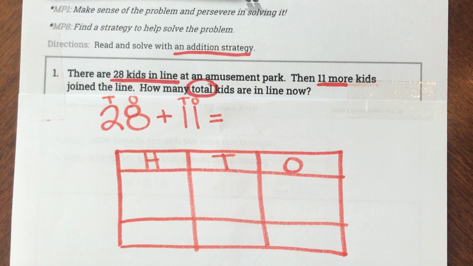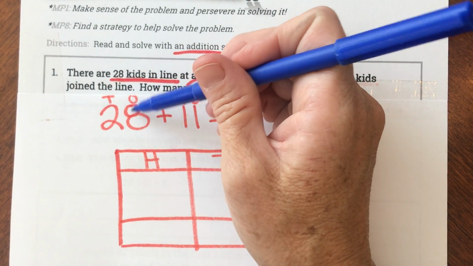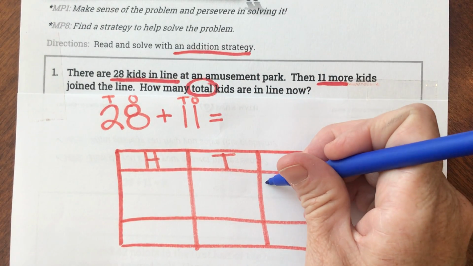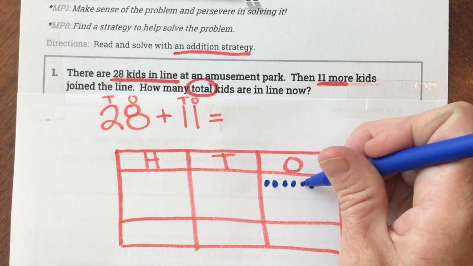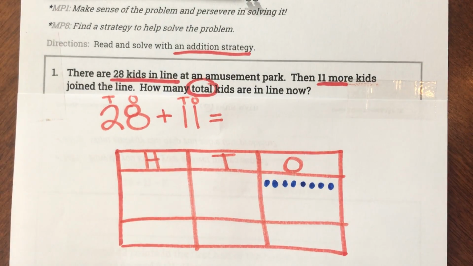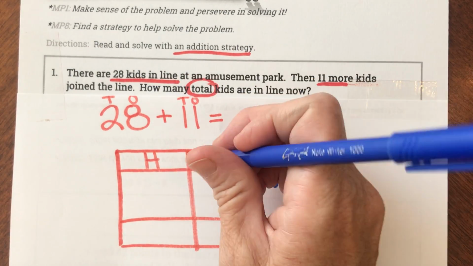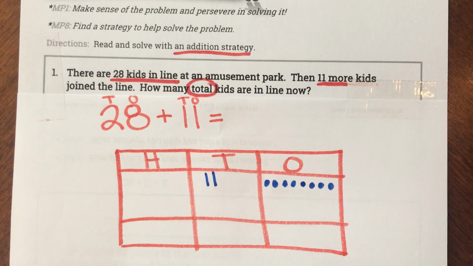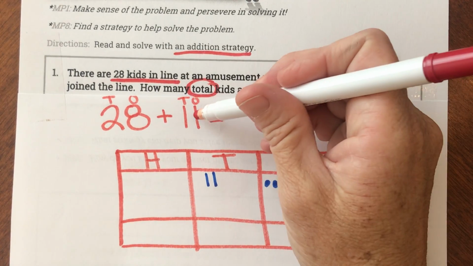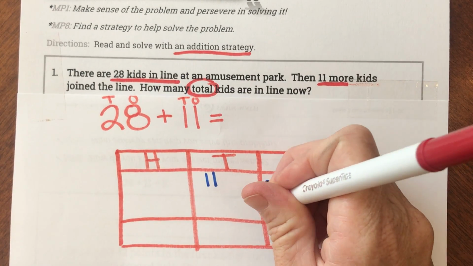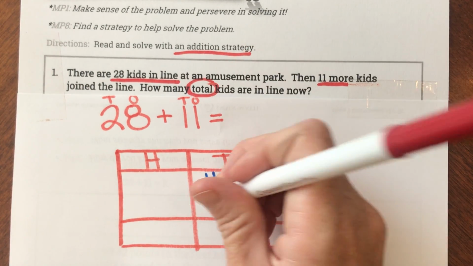So my first addend has 8 ones. So I could draw them here. 1, 2, 3, 4, 5, 6, 7, 8. And my first addend has 2 tens, so I could draw them. 1, 2. Okay. My second addend has 1 one, so I could put it right there. And my second addend has 1 ten.